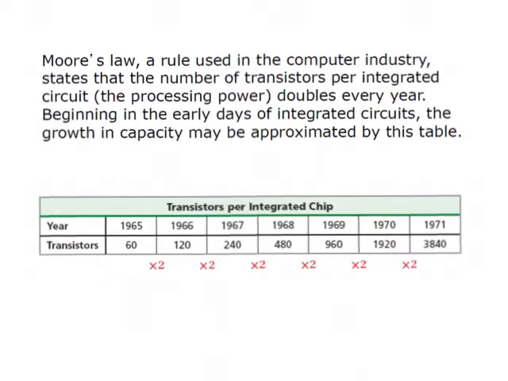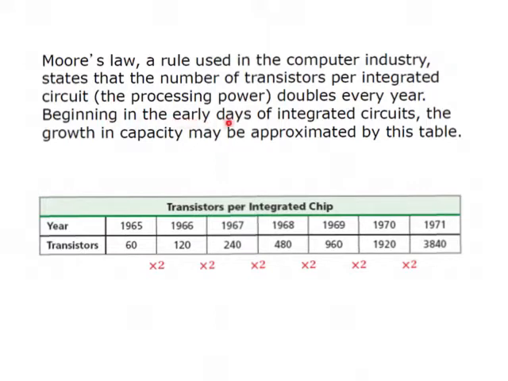In this slide, we're going to take a look at Moore's Law. Now, Moore's Law is an example of where exponential growth occurs in today's world. Now, real quickly, let me just read what this statement says. Moore's Law, a rule used in the computer industry, states that the number of transistors per integrated circuit, in other words, the processing power, doubles every year.